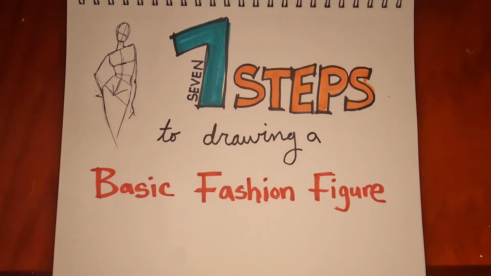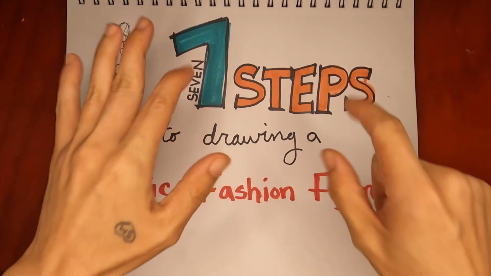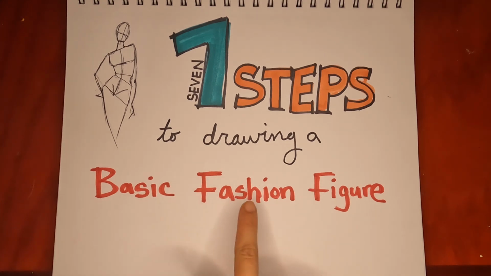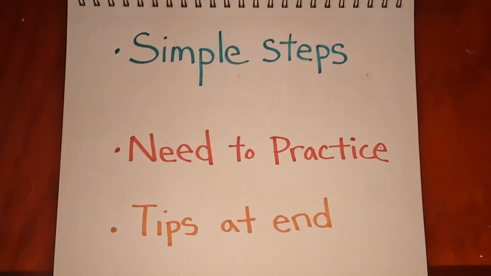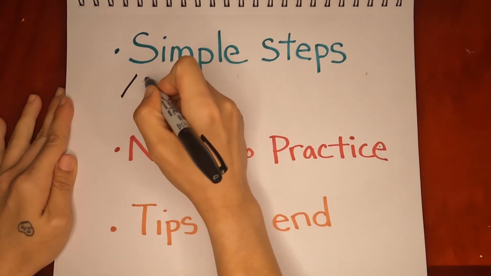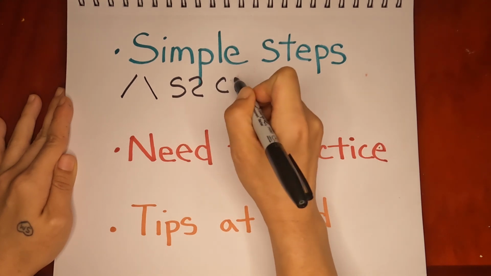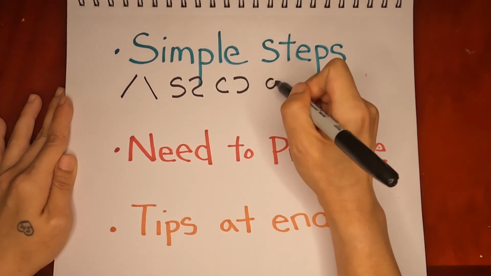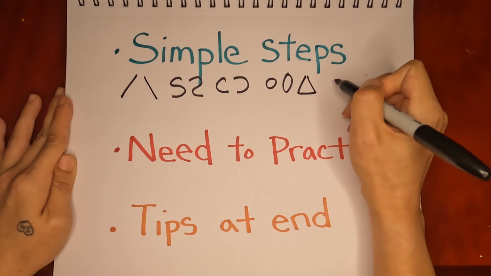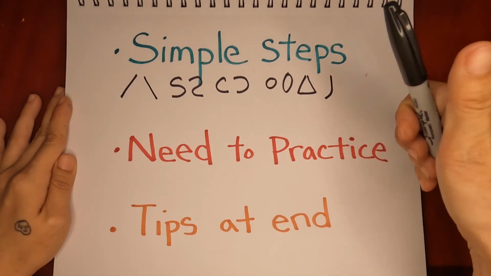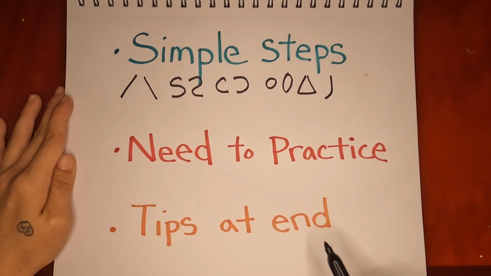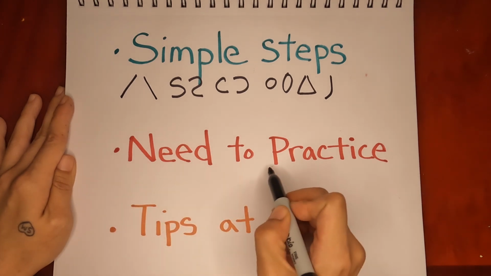Hello, today we're going to be going over the 7 steps to drawing a basic fashion figure. As long as you know how to draw basic lines using diagonal lines, S's, backward S's, C's, backward C's, circles, ovals, triangles, and a J, you'll be just fine. But I still have to stress that you need to practice.